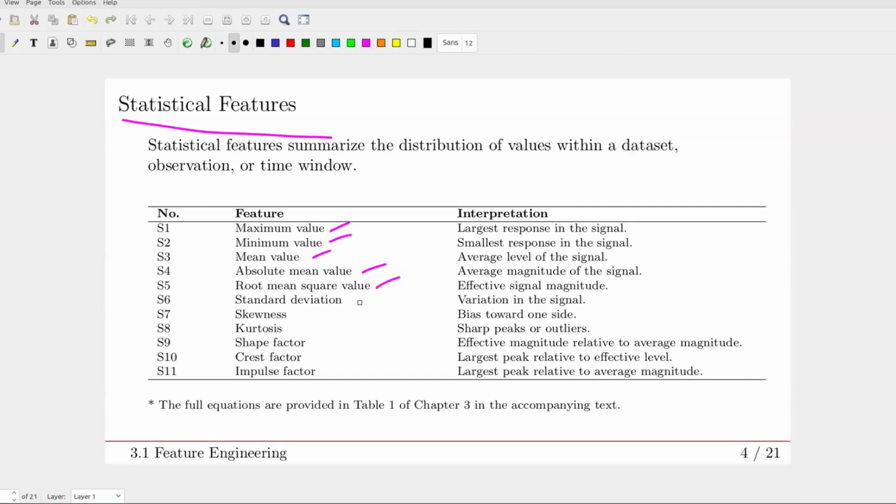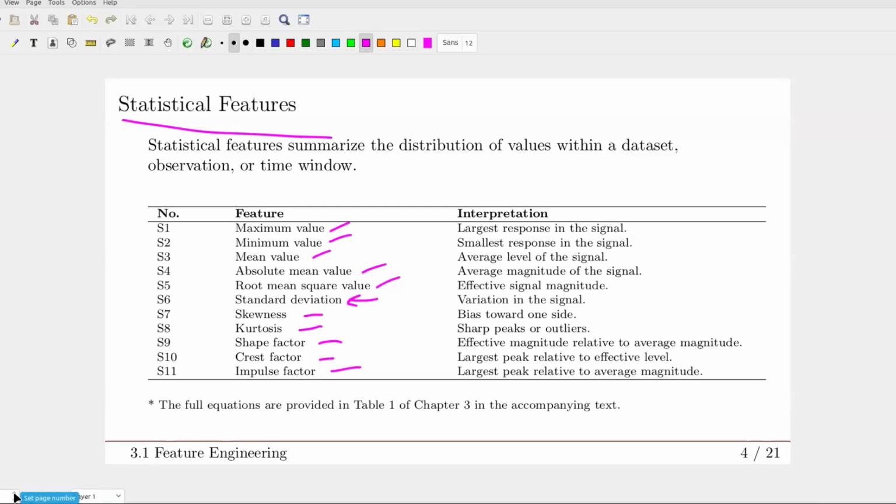If you consider standard deviation complicated, it's kind of the end of the simple ones. And then you can have second order skewness, kurtosis, shape factor, crest, and impulse. That can help you find things like your peaks and effective magnitude: largest peak relative to your effective level, largest peak relative to your average magnitude. These are really helpful for instantaneous type responses that might be happening in your signals. This is just a list of good statistical features that you can pull from.